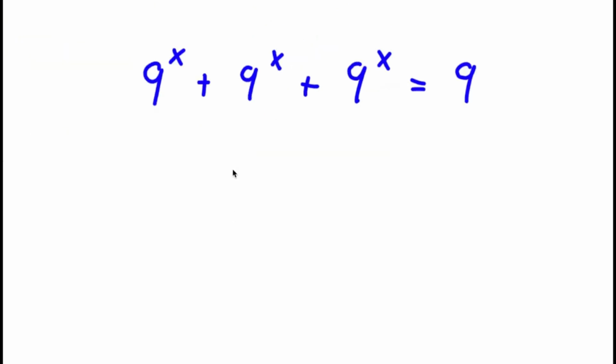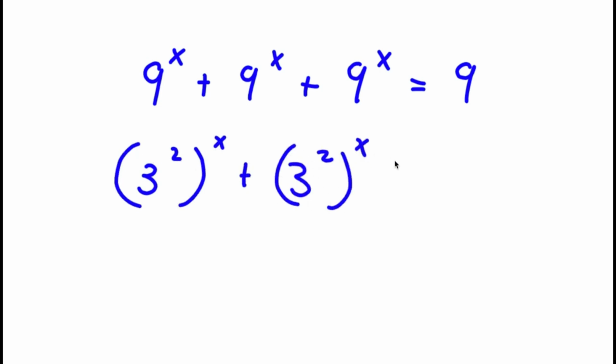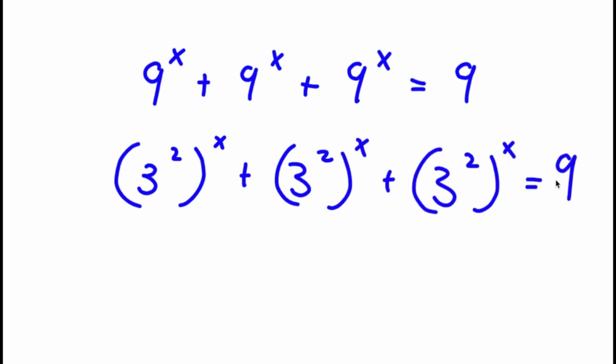Alright, so in this problem, I have 9 to the power of x plus 9 to the power of x plus 9 to the power of x is equal to 9. So the first thing I'm going to do is rewrite the 9s as 3 squared. So now I have 3 squared to the power of x plus 3 squared to the power of x plus 3 squared to the power of x is equal to 9.